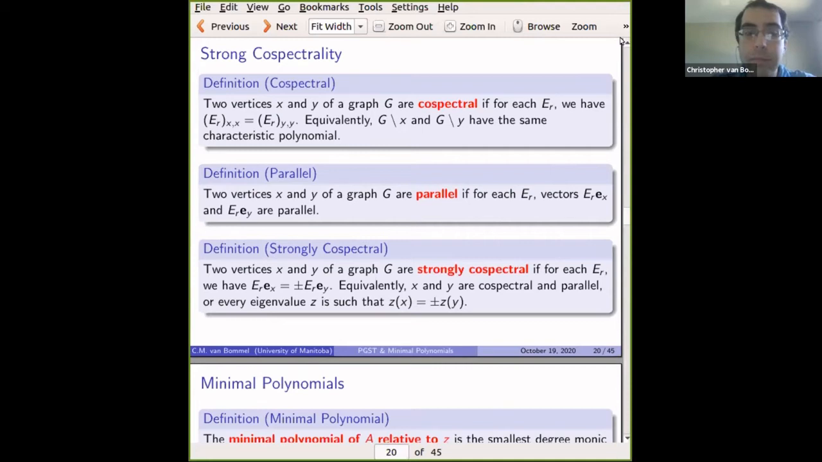And a useful tool for considering pretty good state transfer is this notion of strongly cospectral vertices. So first of all, 2 vertices are cospectral if, looking at this spectral decomposition, the diagonal entries corresponding to those 2 vertices are equal across the different projections. And this is equivalent to the graph without x or the graph without y having the same characteristic polynomial.